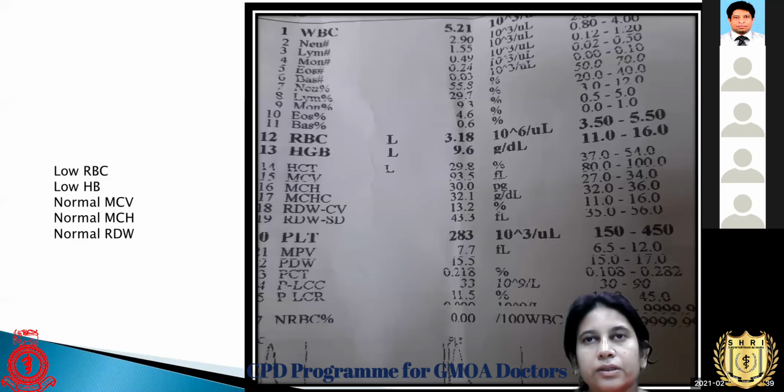And absolute count of neutrophils 2,900, 1,550 lymphocytes, normal absolute count and normal differential count in percentages. RBC low, hemoglobin low, hematocrit low, MCV normal, MCHC normal, and RDW normal. So you are dealing here with normocytic normochromic anemia with normal RDW. So you have a diagnosis with the history.